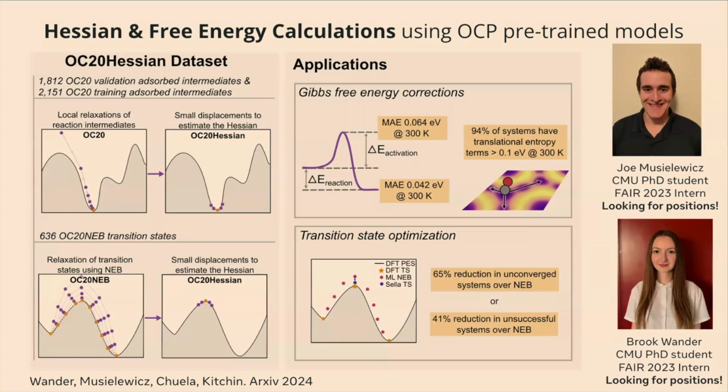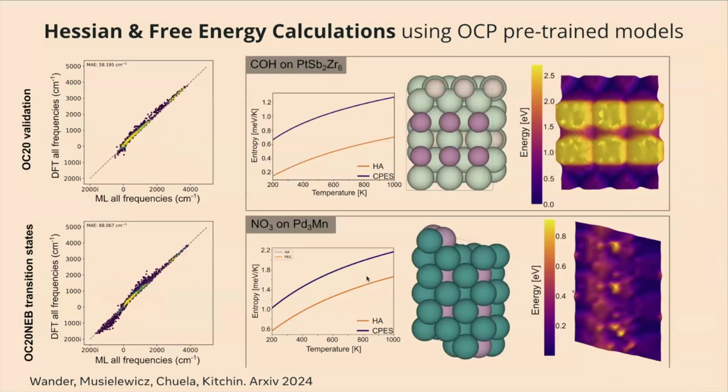And then they also used these models that can now predict Hessians to calculate things like Gibbs free energy at individual sites or across an entire surface, including all the translational degrees of freedom, and further improve the transition state optimization calculations themselves. And so this was another case where we were getting really exciting results. If you look on the left-hand side, OC20 validation versus just machine learning, these models were working way better than expected.